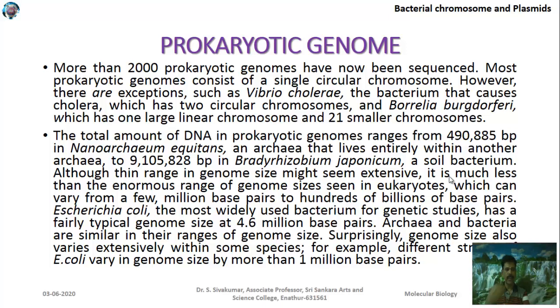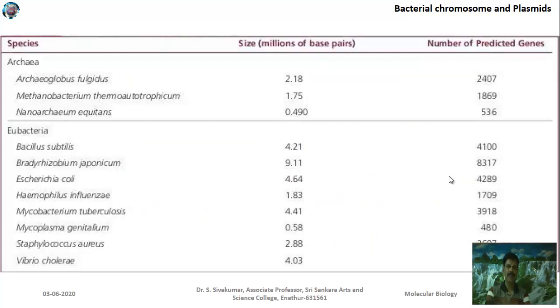Even though they contain different numbers of bases, all the bases are present in a circular chromosome form. The model organism of prokaryotic organisms is usually Escherichia coli, or simply E. coli. And E. coli usually contains around 4.6 million base pairs. Archaea and bacteria are similar in ranges of genome size. Already we saw that in some prokaryotes the genome size is very high. So this is about the size of the genome.